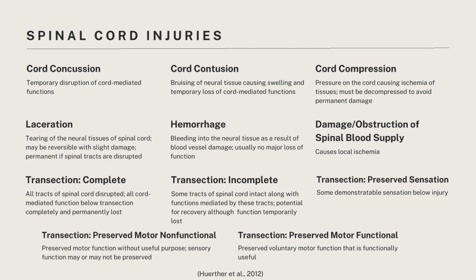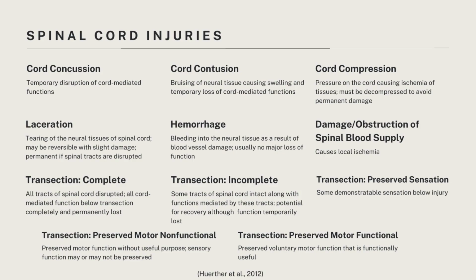A complete transection will result in permanent loss below the injury level. An incomplete transection will result in loss of function below the injury. However, the intact function may compensate. Preserved sensation transection still has demonstrable sensation below the injury.